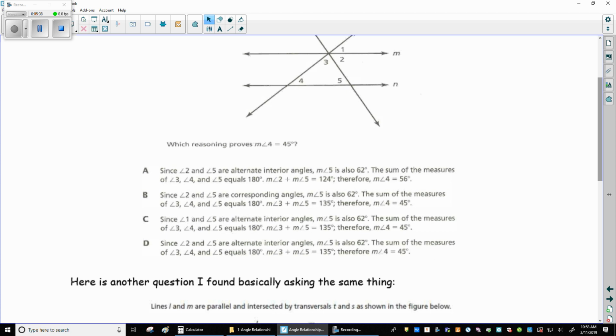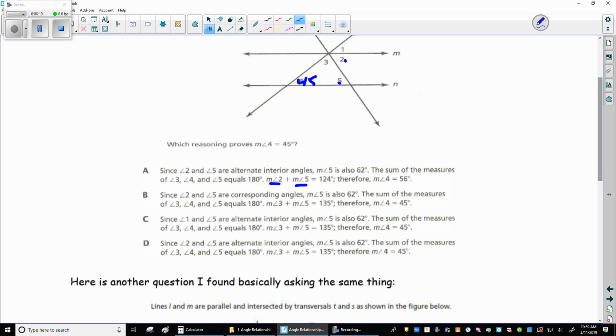So it says, which reasoning proves that angle 4 is 45 degrees? Why is that one 45 degrees? And if you look at it, it says 2 and 5 are alternate interior angles. 2 and 5 definitely are alternate interior angles. 5 is also 62. The sum of the measures of 3, 4, and 5 equals 180, which is true. And 2 and 5 is 124. Therefore, 4 is 56. So let's see what the heck that even means, because that's a lot.